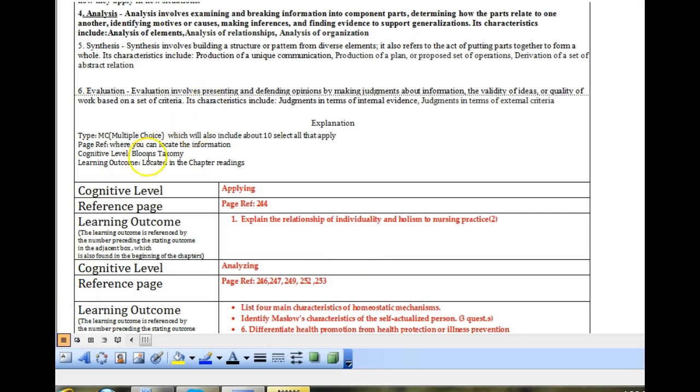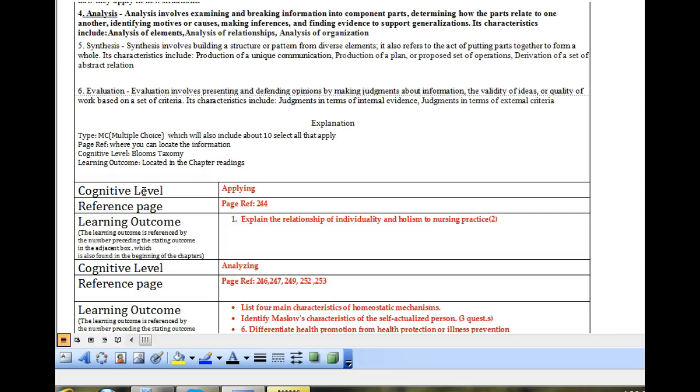So let's look at the blueprint and let's look at the first one. I'm testing everyone on an application level. The reference page is 244. The learning outcome that I want you to be able to get out of this is to explain the relationship of individuality and holism to nursing practice. Now, refer back to this page. When I'm talking about holism, I want you to look into that area on page 244, because this is what I'm trying to get you to understand.